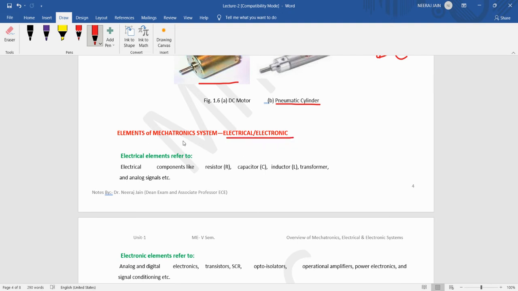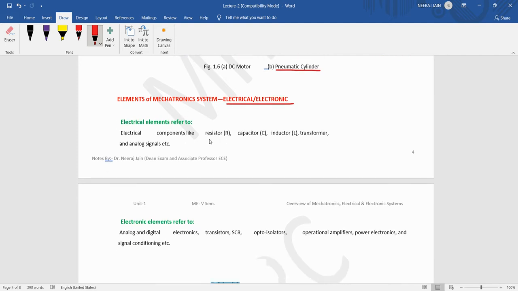Now we will see some electrical and electronic components like resistors, capacitors, inductors. These are the basic elements to design any circuit. Transformer is also an electrical element that is used for step up and step down of the voltage.